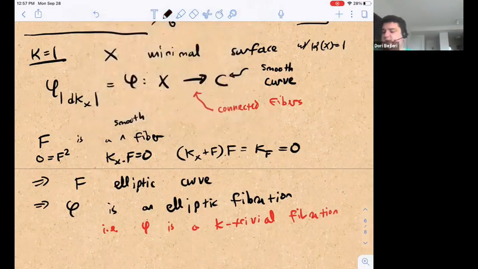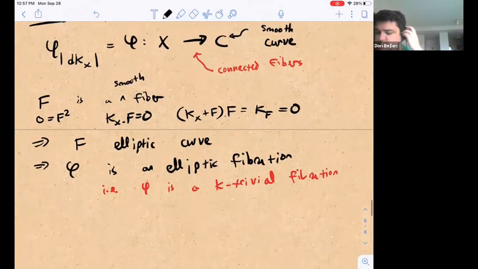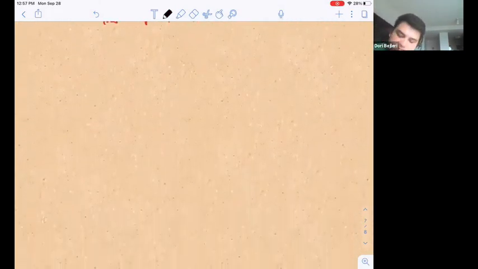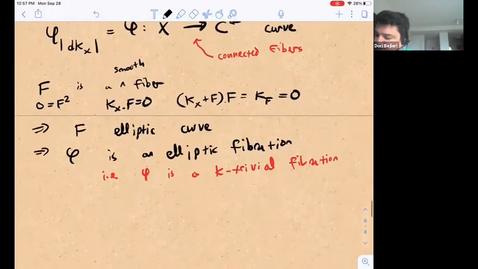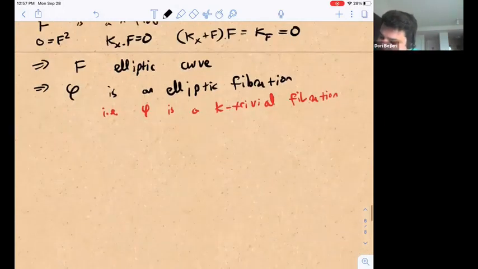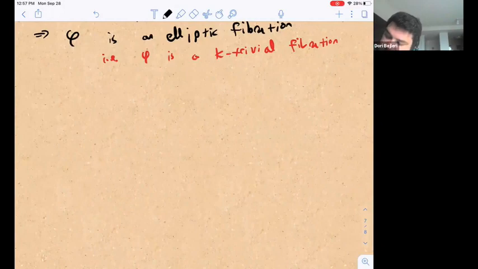Okay, but then we would like to actually classify what these K-trivial fibrations look like. So for that, let me just give a summary of what elliptic surfaces look like. So the first step to classify this, we know what the smooth fibers are, they're elliptic curves. We need to know what the singular fibers are as well. So the first step in classifying these elliptic fibrations is to classify the singular fibers.